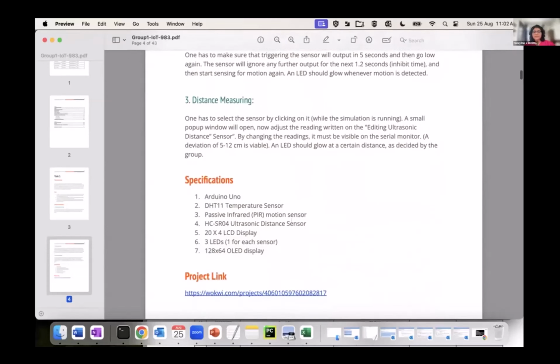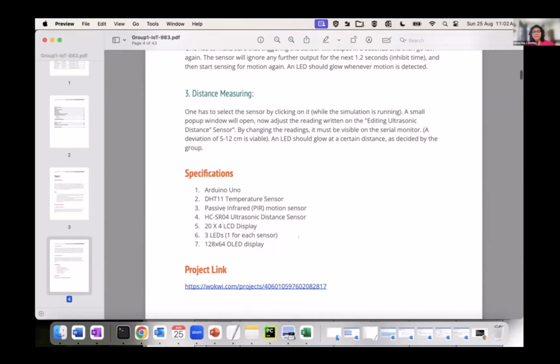So these are the specifications which were shared with us, and based on these, we have used the components and assembled the circuit. The first one is the Arduino board, which helps us with the entire simulation. Then we have the NTC temperature sensor, which is the negative temperature coefficient sensor, which allows us to sense temperature and then passes on the required voltage for the LED to glow or turn off. We have the PIR motion sensor, the ultrasonic distance sensor, the LCD display, 3 LEDs, one for each sensor, and then we have the OLED display.